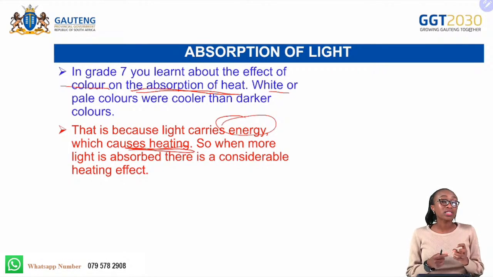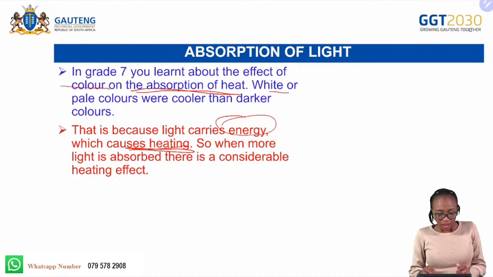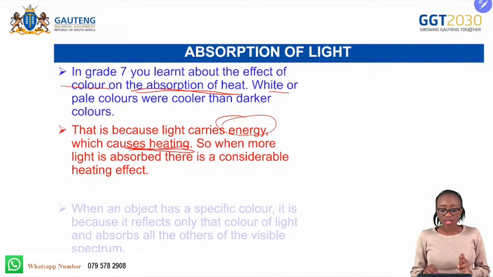So all those light rays that have been absorbed by the black surface are going to cause the black surface to be warmer, or to heat up faster than all the other surfaces, because it is absorbing all of the light rays. Whereas white is going to be much cooler than the black surface because it is reflecting all the light rays. Your darker colors are going to be warmer because they are absorbing most of the light, whereas the lighter colors are going to be cooler. So when more light is absorbed, there is going to be a considerable heat effect.